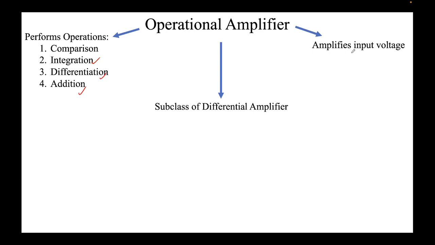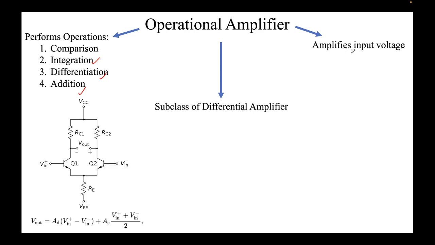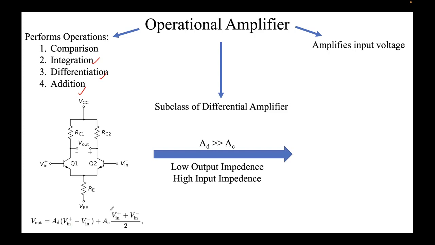It's a differential amplifier. This is the typical circuit for a differential amplifier on your screen. It has two gains, AD and AC. This is called the differential gain, and this is called the common mode gain. We design a differential amplifier such that the differential gain is much larger than the common mode gain, and we design the circuit such that output impedance is low and input impedance is high. Then what we get is a typical operational amplifier, denoted by the symbol you see on the right of your screen.